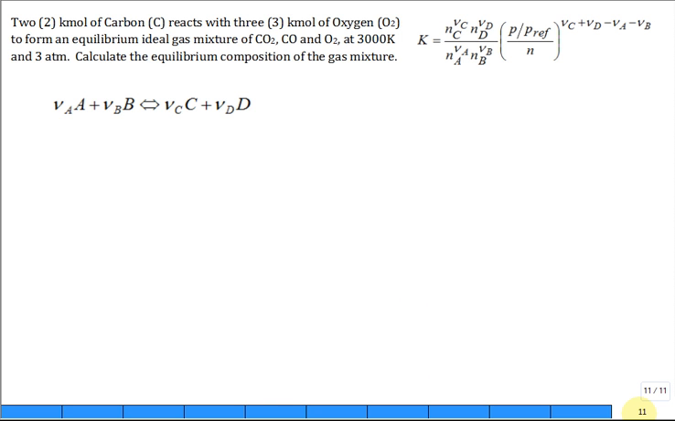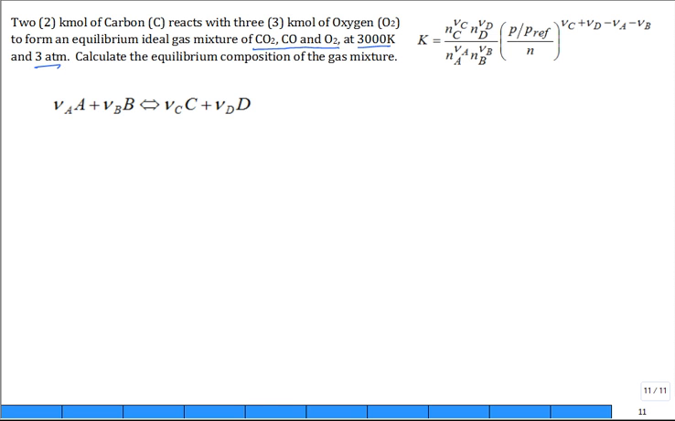We have 2 kilomoles of carbon, and it reacts with 3 kilomoles of oxygen, O2, to form an equilibrium ideal gas mixture of carbon dioxide, carbon monoxide, and oxygen. There's no nitrogen present, there's nothing else. It's just in a container, only carbon and oxygen, and the equilibrium mixture has only CO2, CO, and O2. That's it. And it's at 3,000 Kelvin, and at a pressure of 3 bar. Calculate the equilibrium composition of the gas mixture.